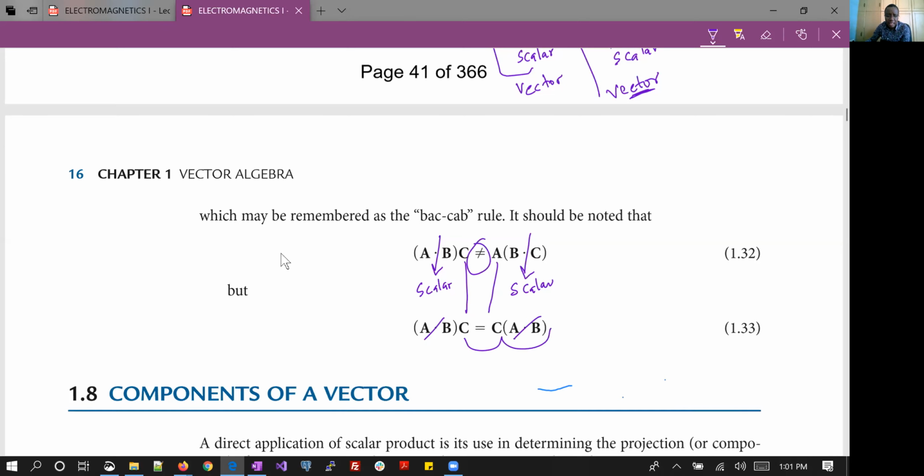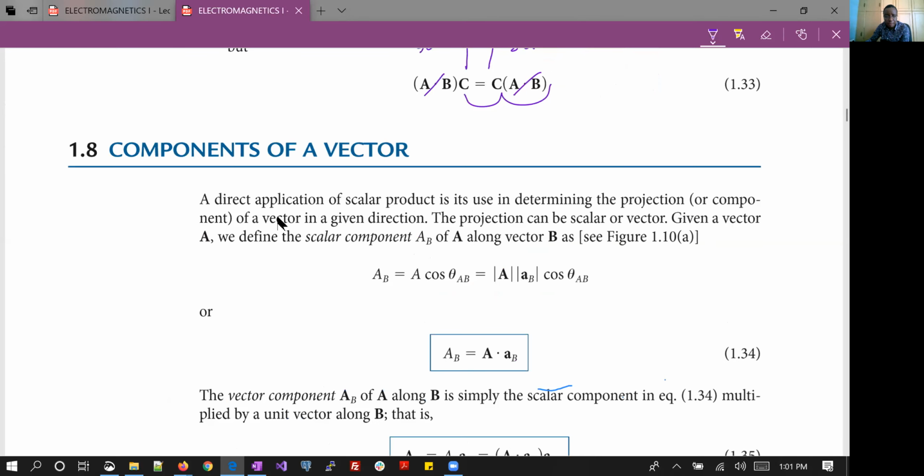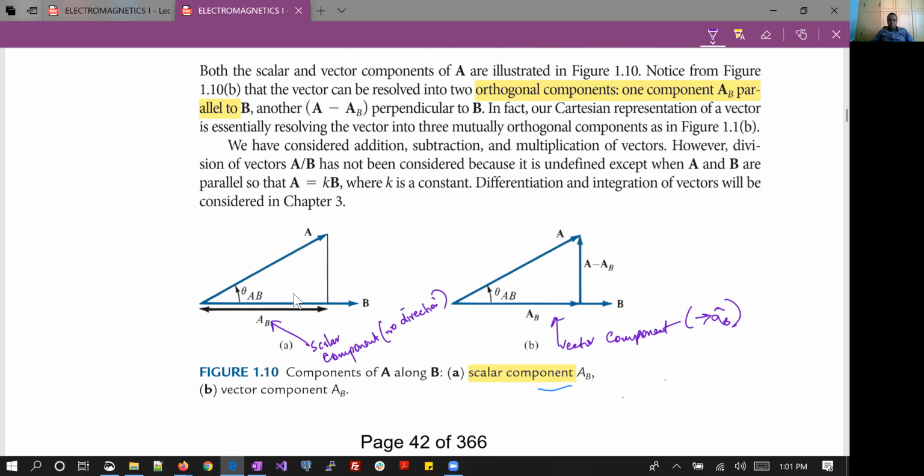This is the last point I want us to talk about. It is a component of a vector. And components of a vector give you the projection of a vector in another given vector's direction. So here is the idea. I think I should actually jump to the example. So this example says the following: that this is vector A, this is vector B.